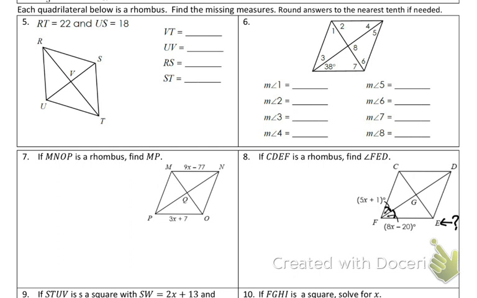So that means our equation is going to be 5x plus 1 equals 8x minus 20. We need to solve that to find our x value. I would subtract 5x from both sides, give me 1 equals 3x minus 20. Add 20 to both sides, we have 21 equals 3x. Divide both sides by 3, and we should come up with x equals 7.